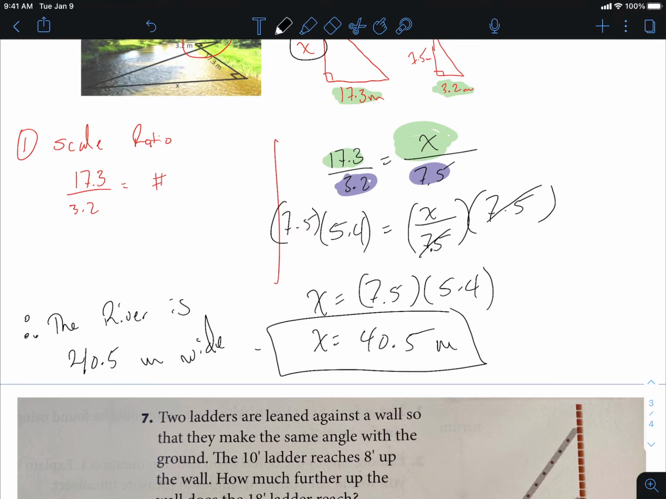Okay, what I can do here is finish this off too, okay? You'll see that we get the same number twice. If you figure out 17.3 divided by 3.2, I have to pull the calculator back up.